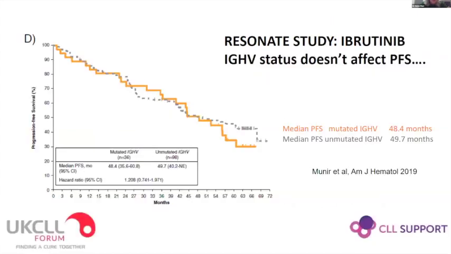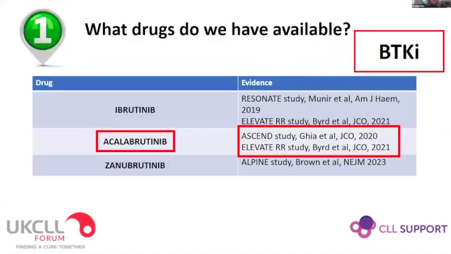And one of the important things, and we've already alluded to this in the treatment-naive data, but in the relapse setting in this RESONATE study, really importantly, we saw that the IGHV status didn't affect the progression-free survival. As you've heard earlier this evening and you'll have heard last week, we know that the IGHV status in CLL is important in terms of prognosticating response to treatments and outcome, and that the unmutated IGHV patients tend to have poorer outcomes. But in this RESONATE relapsed refractory study, the IGHV status did not affect the progression-free survival. And we'll see that as we go on in other BTKI studies.